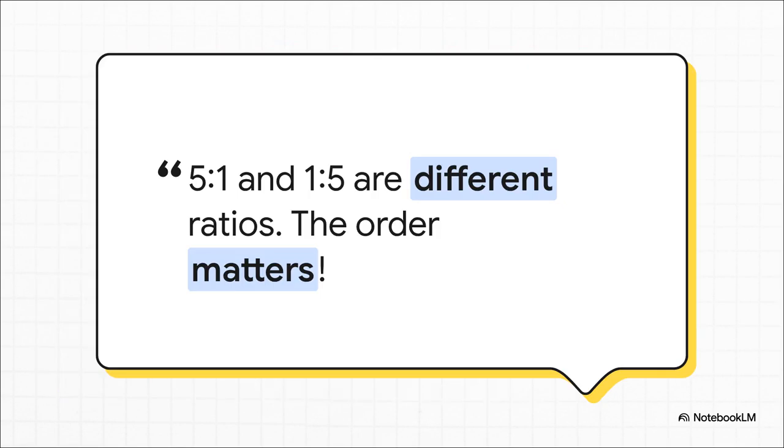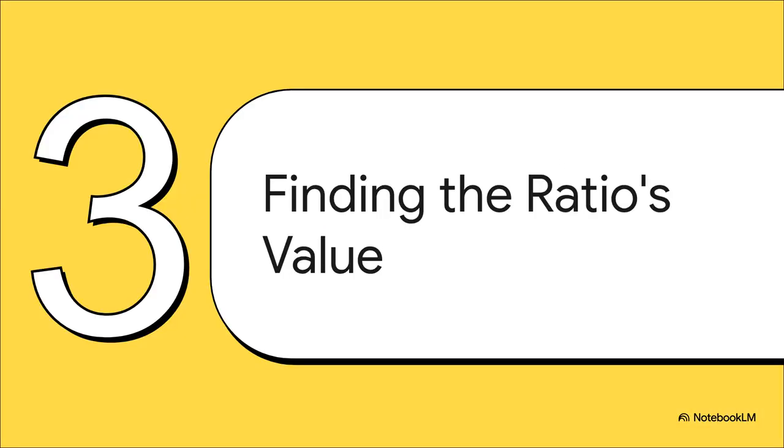And this brings us to a super important point. The order you write the numbers in a ratio matters a lot. A ratio of 5 kiwis to 1 apple is a totally different drink than 1 kiwi to 5 apples, right? The second number is always your base amount. It's what you're comparing against. So, a ratio describes the relationship. But what if we want to boil that relationship down to a single, hard number? Well, that brings us to our next key idea.